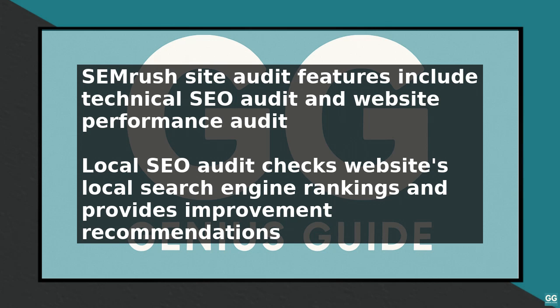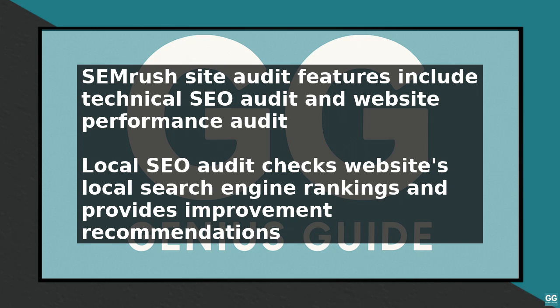Some of the key features of Semrush Site Audit include Technical SEO Audit, which checks for issues such as broken links, crawl errors, and duplicate content. Website Performance Audit, which checks your website's speed and mobile responsiveness. And Local SEO Audit, which checks your website's local search engine rankings and provides recommendations on how to improve them.